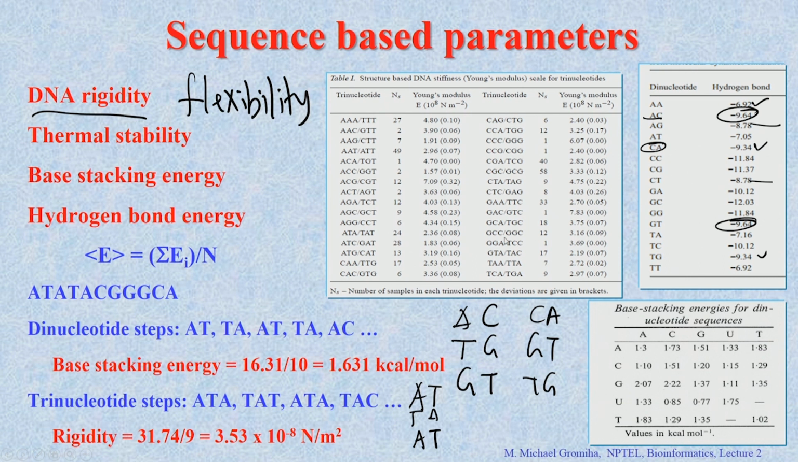So now if you see these values, can you tell a few nucleotides which are rigid and some of them which are flexible? For example, ATA, right. What is the value for ATA? ATA, this is 2.36, this is known to be flexible.